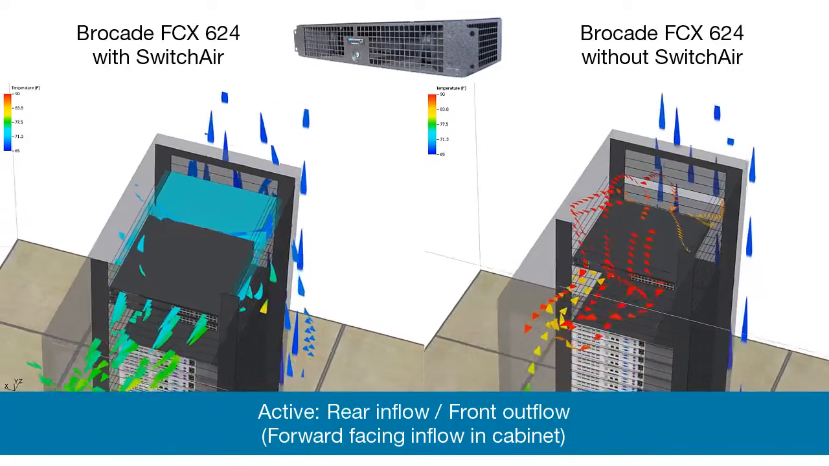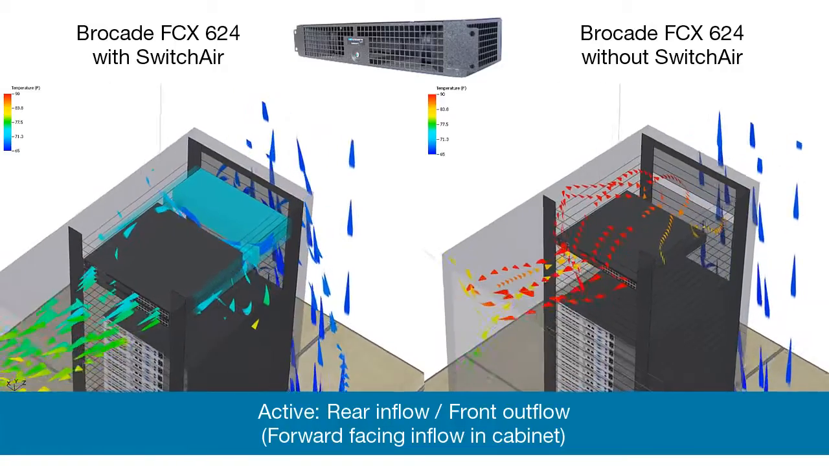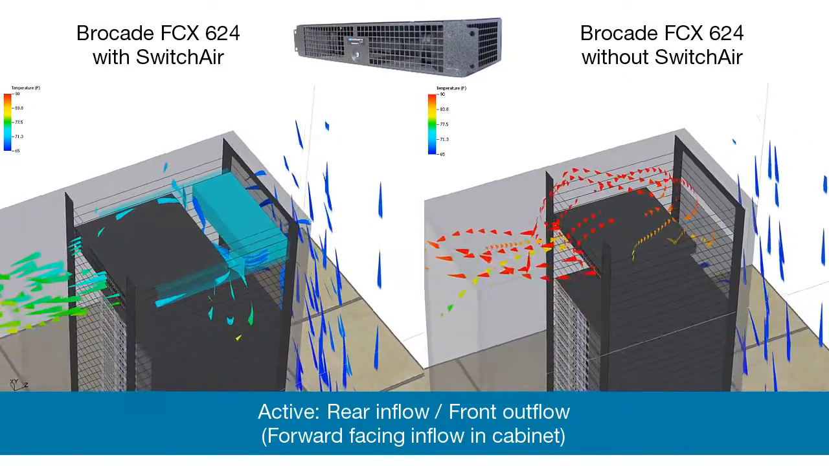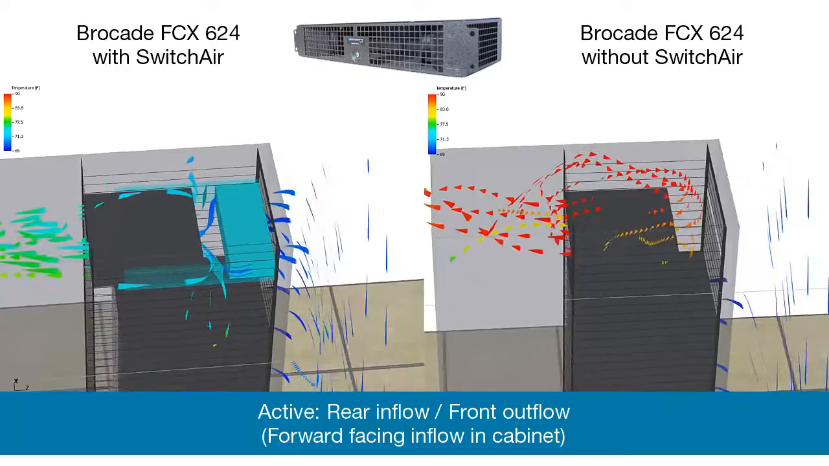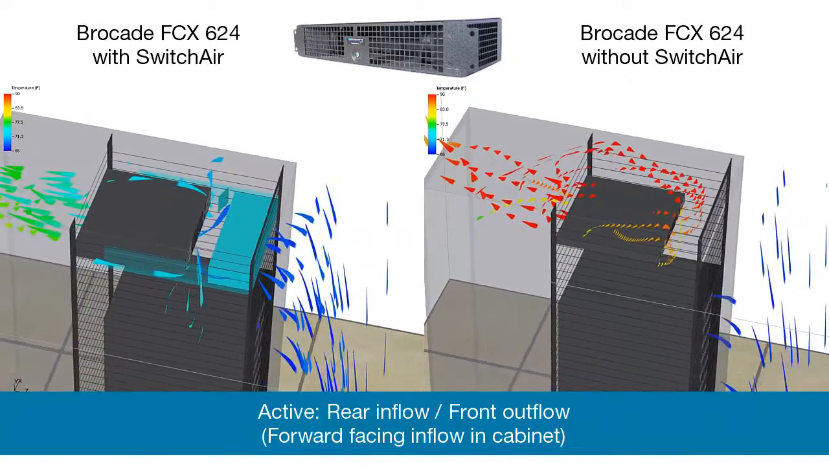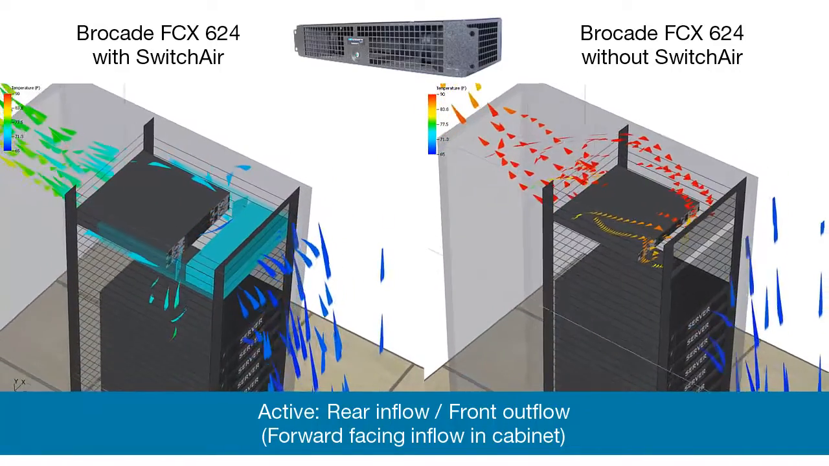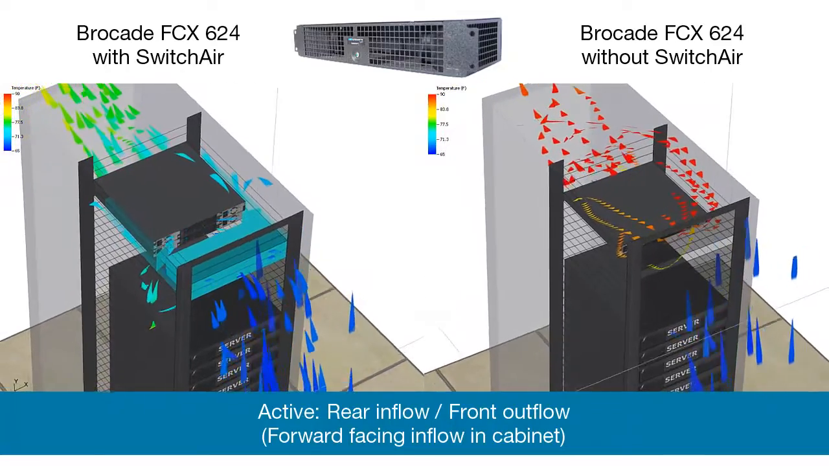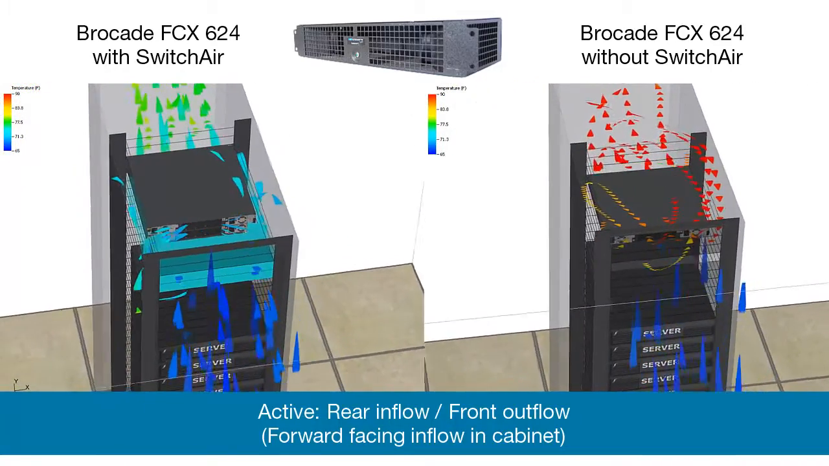In this model, an active SwitchAir unit provides a steady stream of cool air to the rear intake of the 2U Brocade device. While it is possible to front-mount just about any switch device, it is really only helpful for those with front-to-rear airflow cooling paths.